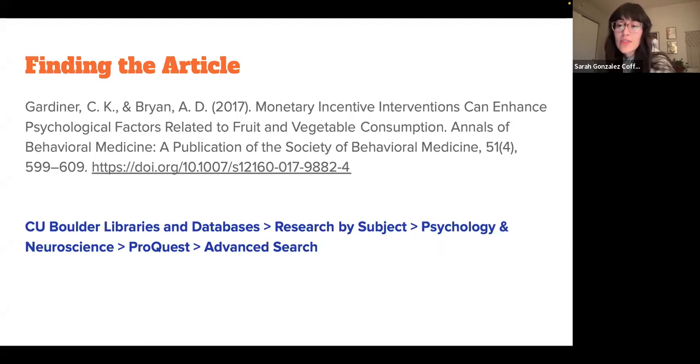You can see the issue number 51 and the volume number 4 in parentheses there. And then we have the page numbers 599 through 609. And the DOI is basically the website address where you can always find this article.